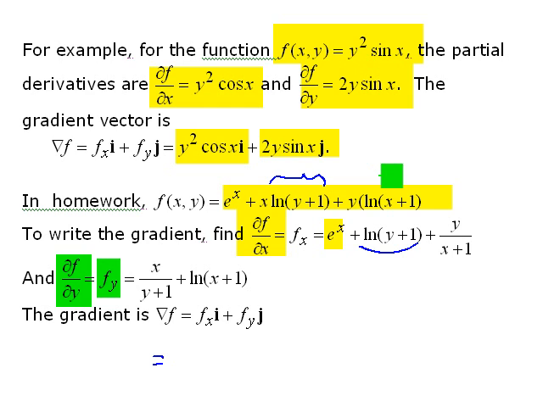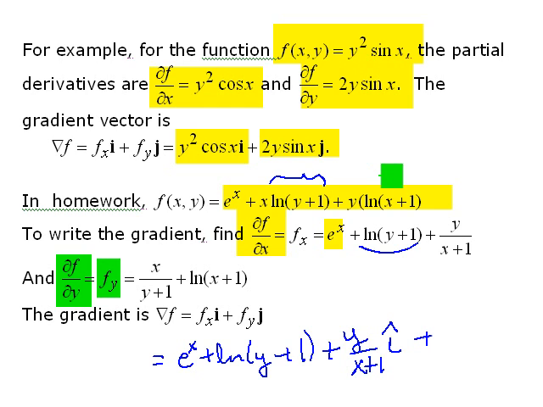So the gradient would just be e to the x plus the natural log of y plus 1 plus y over x plus 1, and that's i, plus whatever that is, x over y plus 1, I'm running out of room, plus the natural log of x plus 1, and that's in the j direction. So I've created this vector. Gradient of f, that's a vector.